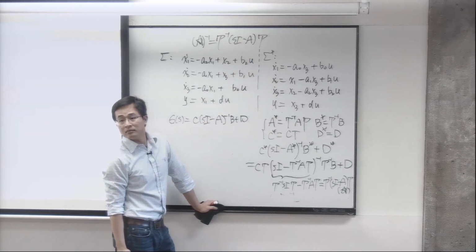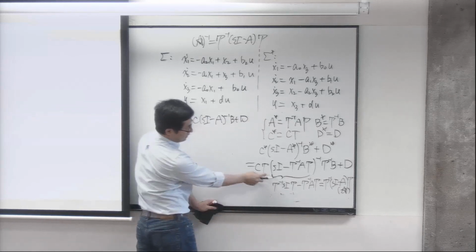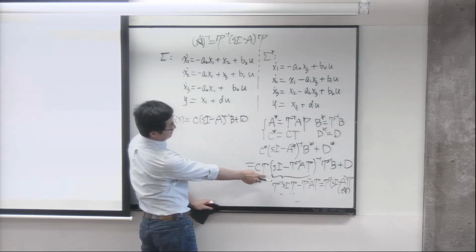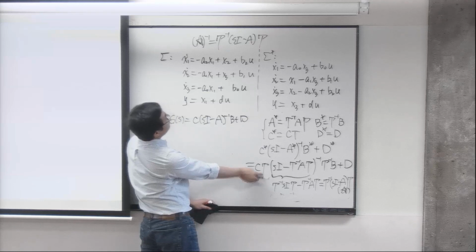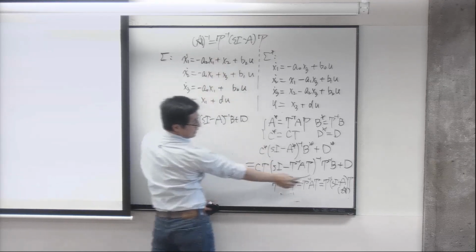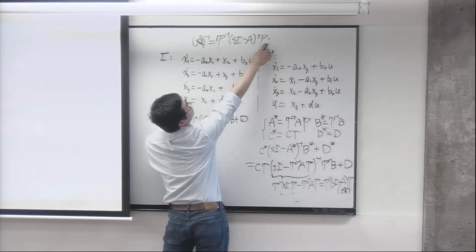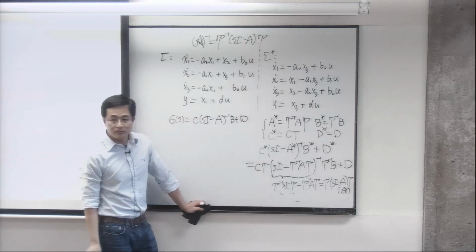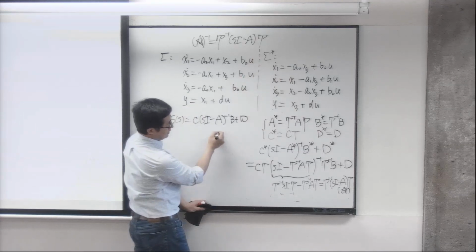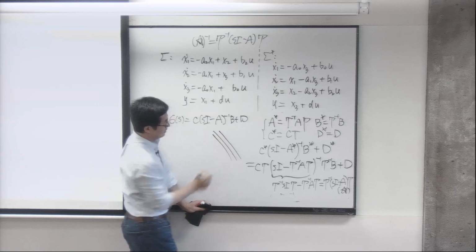Right? So then what? After you do the multiplication, this T cancels out with this T inverse. This T inverse cancels out with this T. So they are exactly the same.